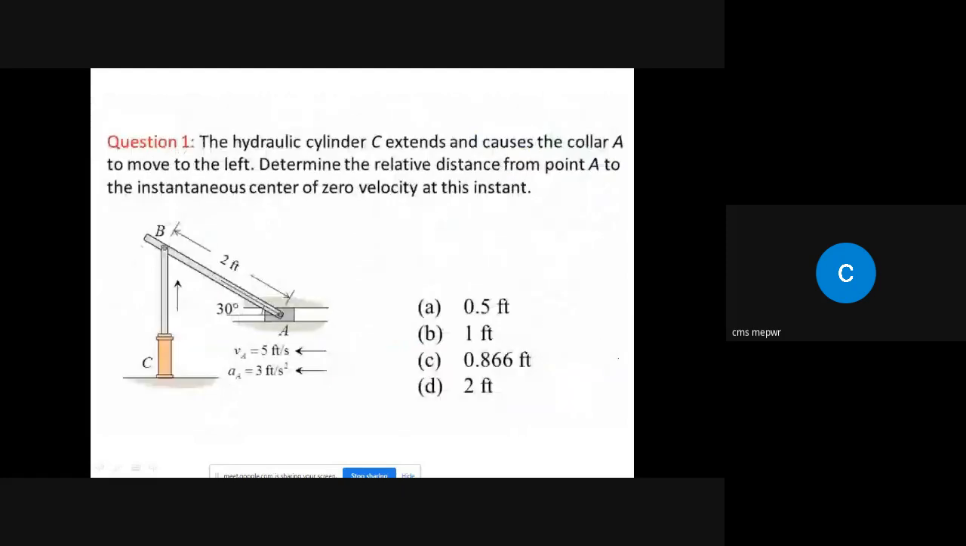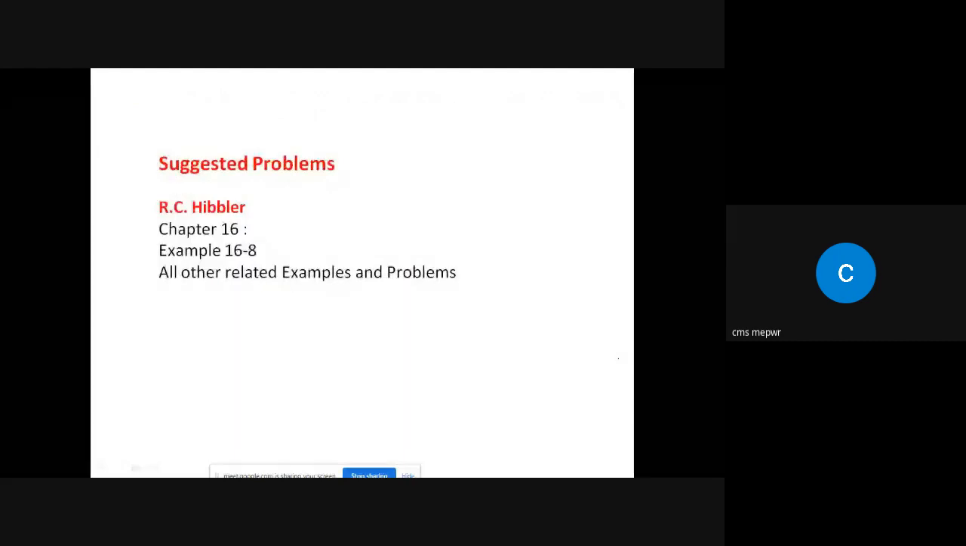Again, this is a brainstorming question for you. You just need to go through it, solve it, and then compare the answer with the given options, and select the one that most closely resembles your final answer. You have to do related problems from chapter 16. Maybe you can do 16.8 and some other related examples. You also need to go through the related problems from the exercise of your R.C. Hibbeler book. Again, remember, this is chapter 16.